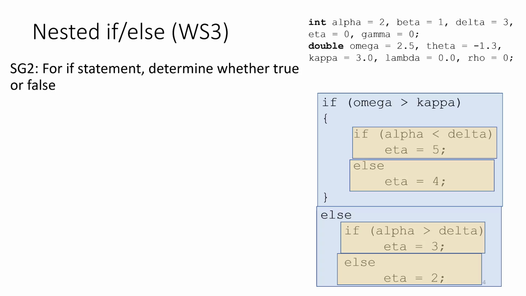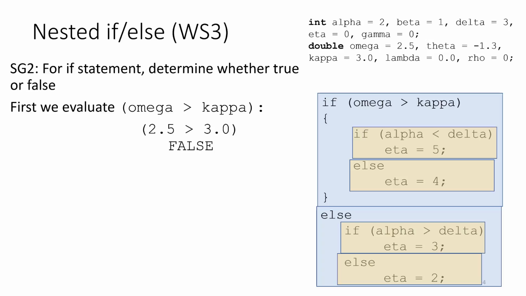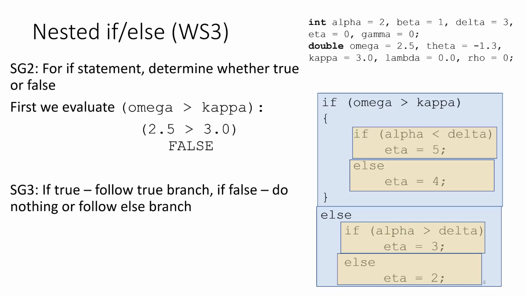Subgoal 2 says determine whether the Boolean expression is true or false. Here we'll be looking at, is omega greater than kappa? Omega has a value of 2.5 and kappa has a value of 3. 2.5 is not greater than 3. That evaluates to false. Subgoal 3 says that we go to the false branch or the else branch.